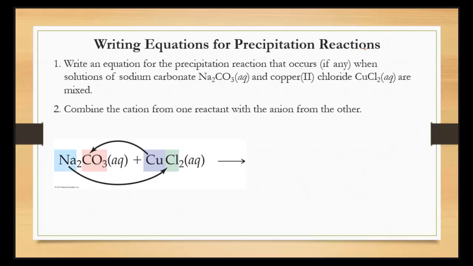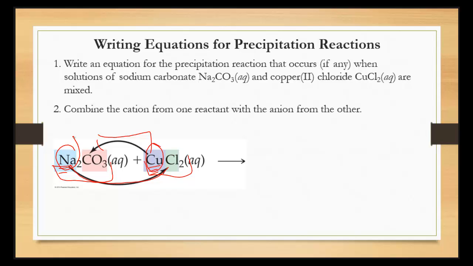So let's go through these step by step. Here we have sodium carbonate mixing with copper chloride, copper(II) chloride. The outside ions come together and the inside ions come together. If it's written first in the compound on the left hand side, you need to make sure that it's written first in the compound in the products. That's because the first one over here is the positive, and the positive is always written first.